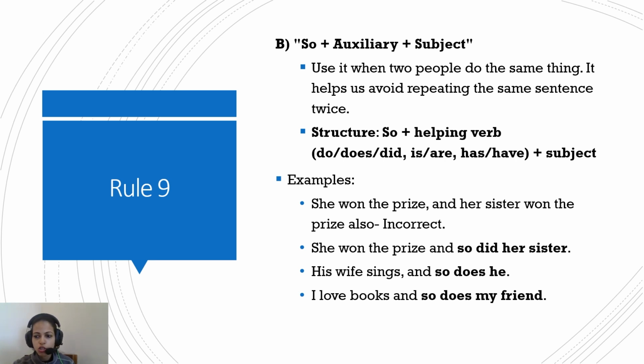What are the helping verbs? Do, does, did, is or are, has or have. So, she won the prize and so did her sister. So we take a so, we take a did, and we use the subject sister because we are trying to say that both of them won the prize. His wife sings and so does he. I love books and so does my friend. So plus helping verb plus subject. If you want to talk about two people doing the same thing and avoid repetition, that's the way to go. So plus auxiliary plus subject. Auxiliary is the same as helping verb. Okay.